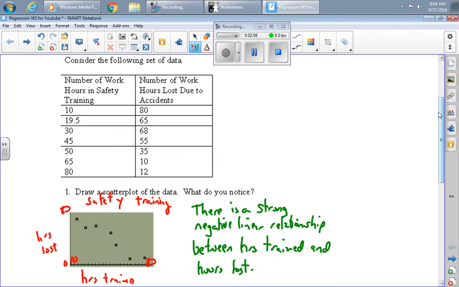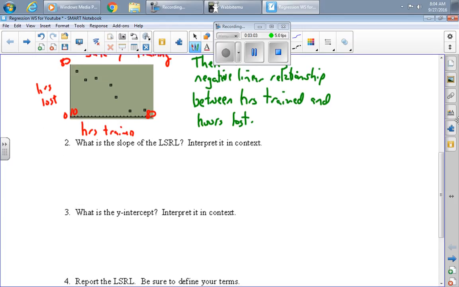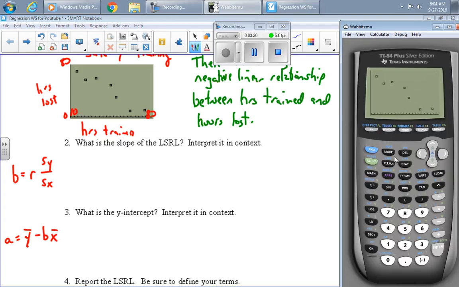So continuing, it says now let's find the slope of the LSRL and interpret it in context. Now this particular problem didn't tell me to do this, but I could remember that the slope is given by this formula. So if I need to, I can show the work for that, and likewise I'll go ahead and write down the formula for the y-intercept. It's a equals y bar minus b x bar. But for this problem, I'm just going to use the calculator to do it.